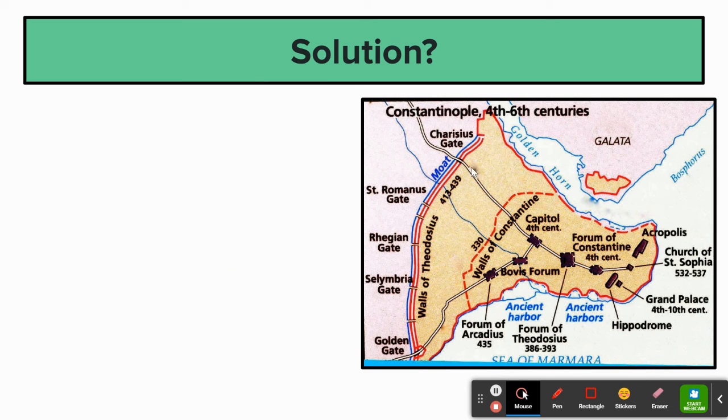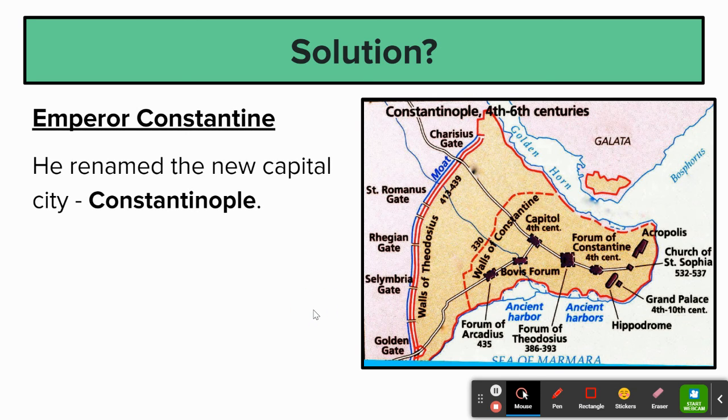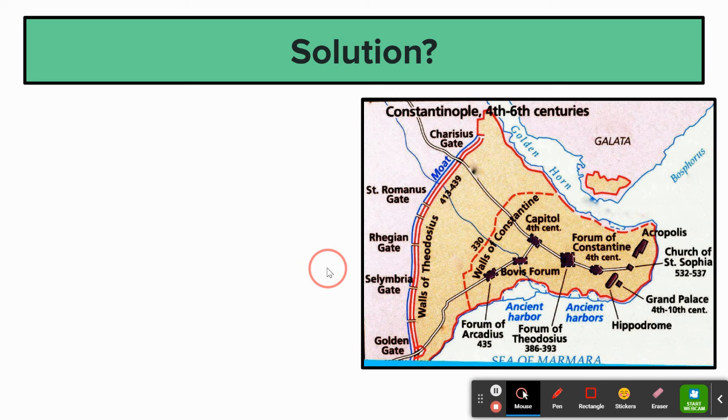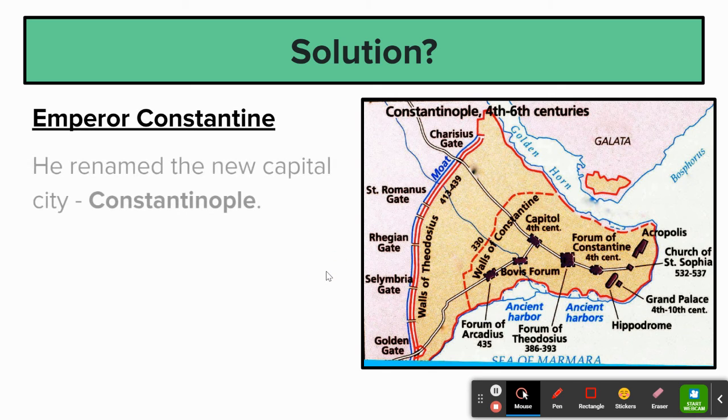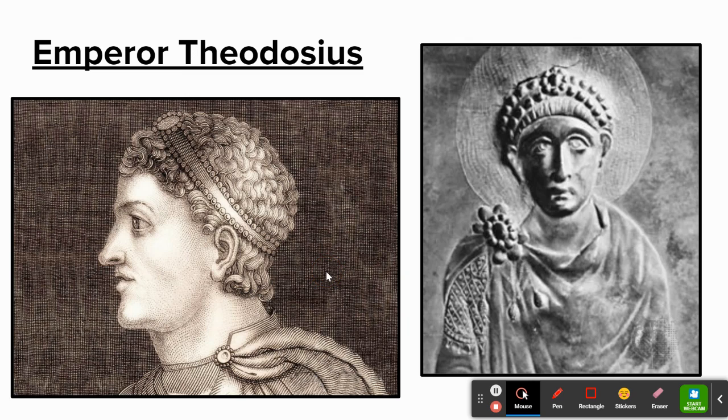And so here's a picture of Byzantium. As you can see, water on three sides, land on one. So they put up walls. It was easier to protect. Constantine also renamed the capital city Constantinople. And let's repeat that point.